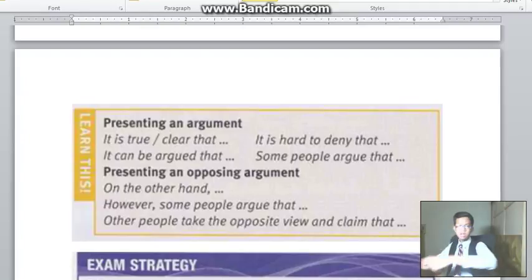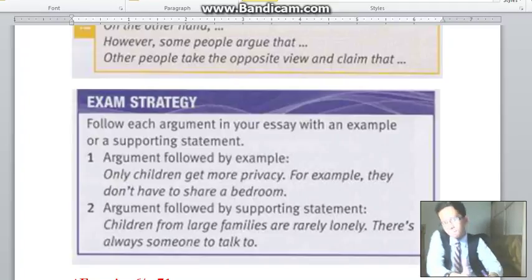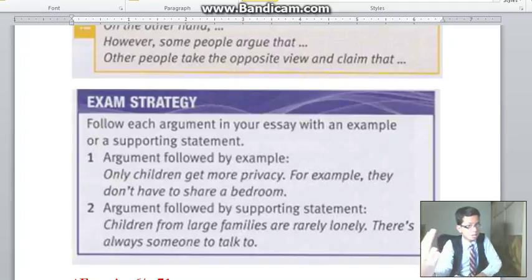Okay, so you can use those phrases in the middle paragraphs, meaning the second and the third paragraph of an essay you write. So now we're going to go to the second exam strategy: follow each argument in your essay with an example or a supporting statement. So, argument followed by an example. This can also be used in both paragraphs, the second and the third one.